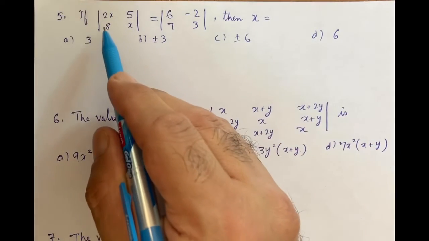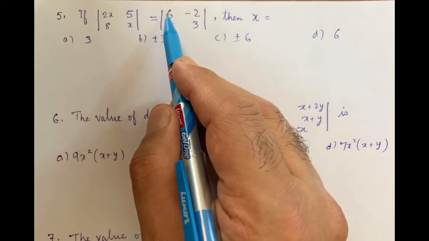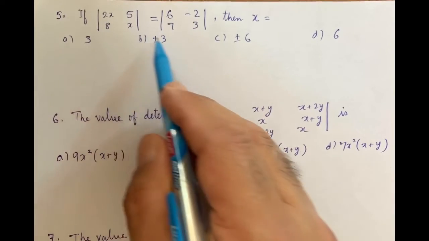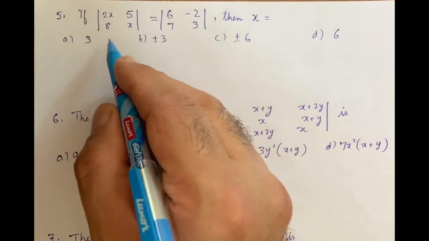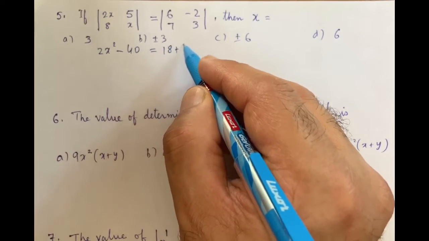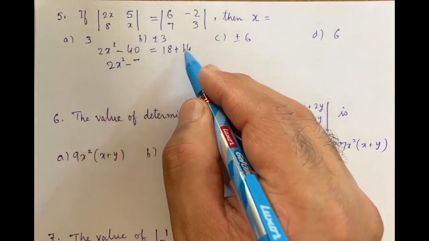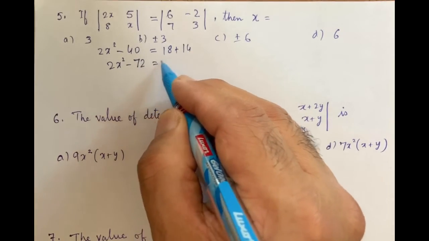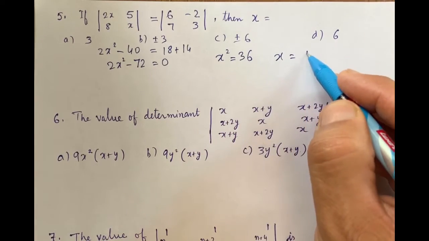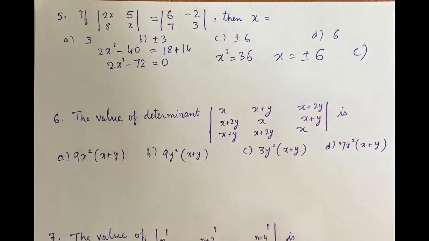Question, we are given one determinant is equal to second determinant. Here we can't compare these elements, because if these were matrices, then this element is equal to this element and this is equal to this, so x is 3. But these are determinants, so we'll have to evaluate. This is 2x square minus 40, equal to 18 plus 14. 2x square minus 32 plus 40, 72, equal to 0, or x square is equal to 36, or x is equal to plus minus 6. So C is the answer.